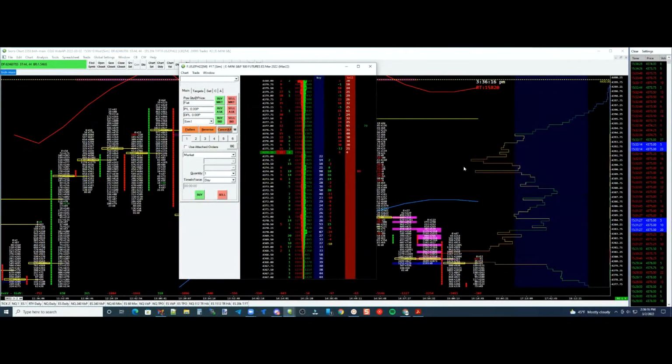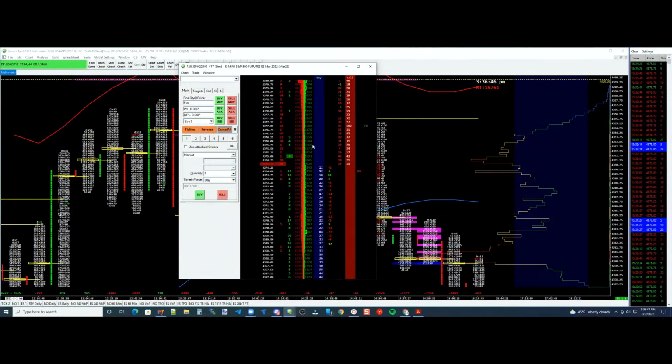Now, okay, so this is it. My DOM is set up. Okay, it's perfect. I see the aggressiveness of the sellers hitting the bid, or the lack of aggression. I see the aggressiveness of the buyers lifting the offer, or the lack of aggression. If I have a stacked bid, do I have aggressive buyers with bid support? I want to get long. Do I have a stacked bid and no one's buying it? Okay, well, there's no interest in buying. I don't want to buy myself.